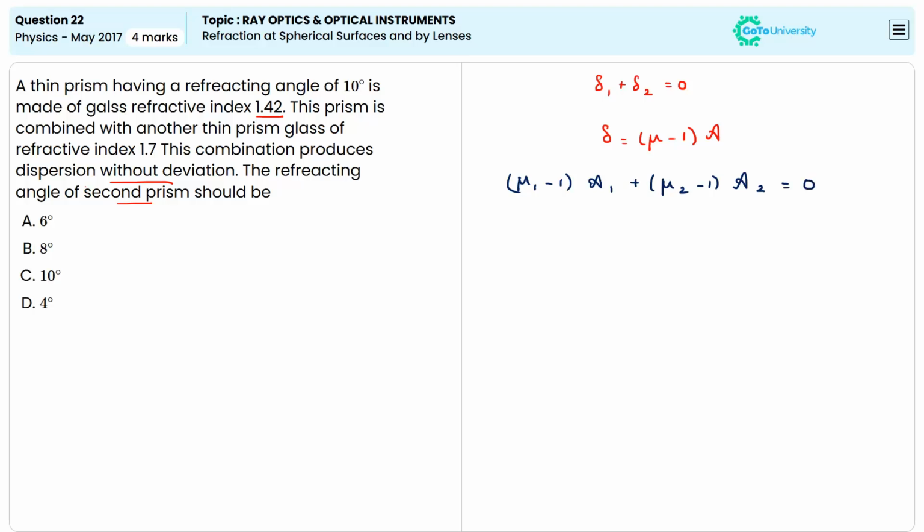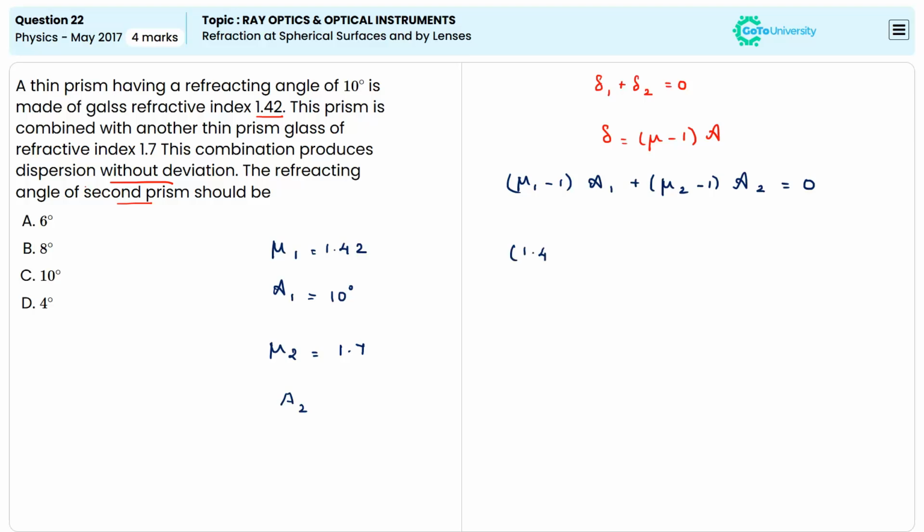equal to 0. From the question, we can write μ1 is equal to 1.4, the refractive index of the first glass prism, whereas A1 is the corresponding refracting angle, which is given as 10 degrees, whereas μ2 is the refractive index of the second prism, which is given as 1.7. We are going to calculate only A2. Now we can apply the values.